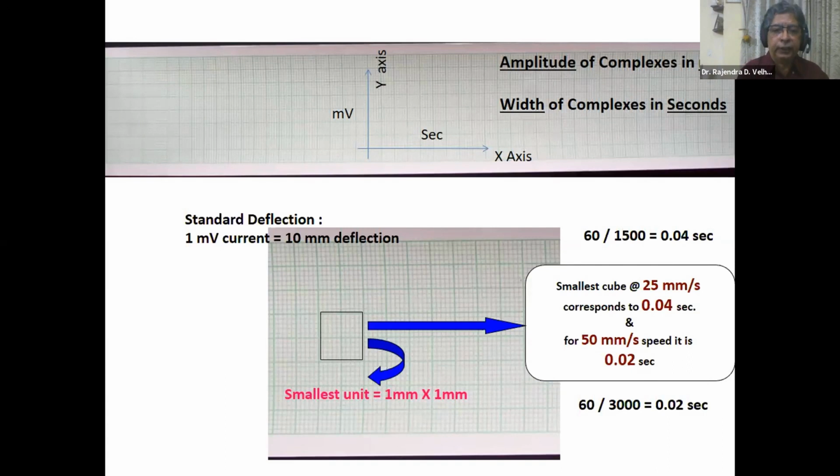Now, similarly, the machine is adjusted in such a way that 1 millivolt current produced will give you 10 mm deflection, and that deflection, or the height of the complexes, is measured along the y-axis. So whenever we are measuring the width of the complexes, it is expressed in seconds, and the height of the complexes, which is measured along the y-axis, is measured in millivolt.